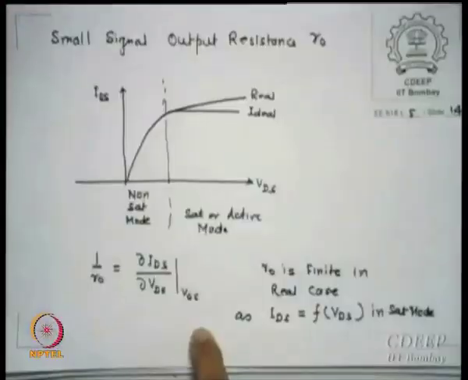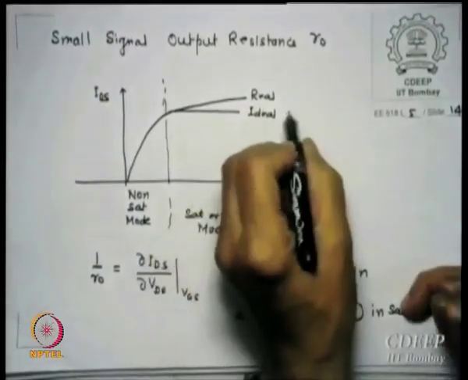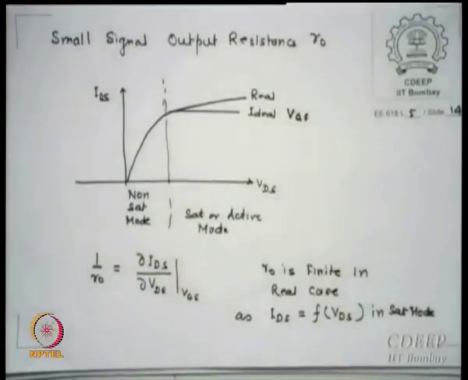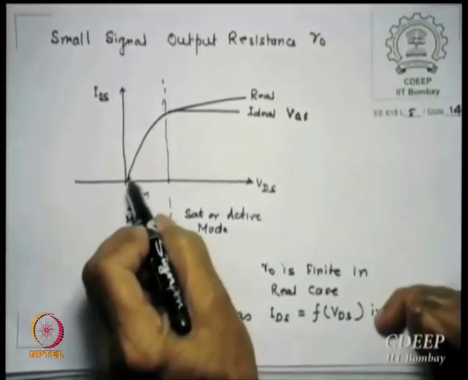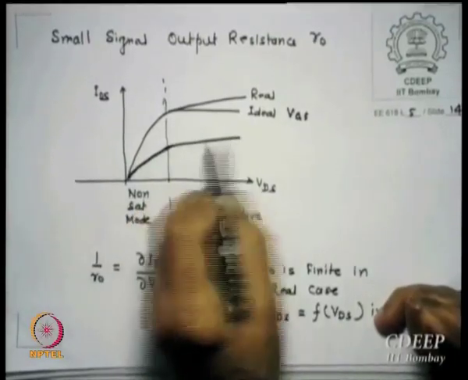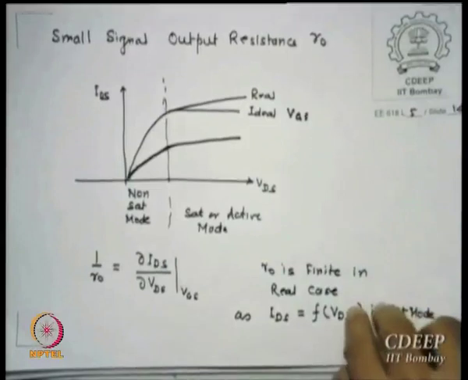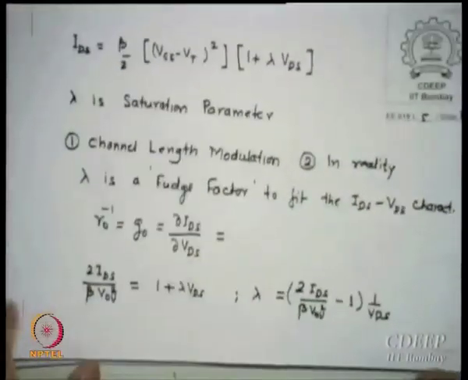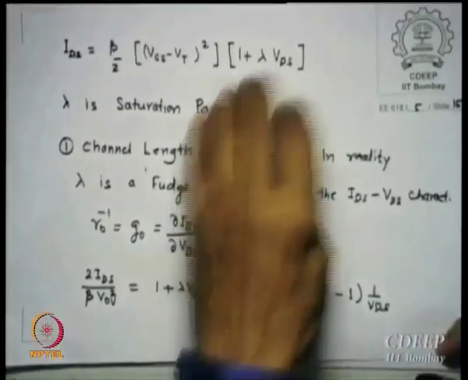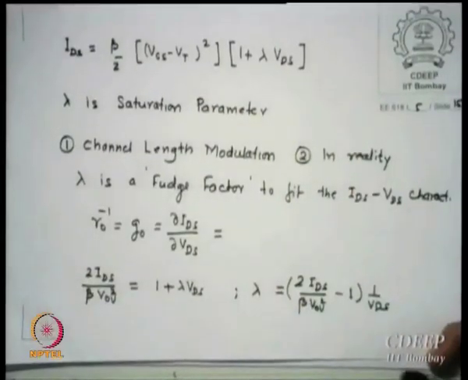R0 is nothing but 1 upon delta IDS by delta VDS at any VGS. This is one VGS value. At different VGS, this will be different, because if you have a characteristic somewhere here, this slope may not be exactly parallel, and therefore they may have different R0s. Is that okay? So if I write this expression, IDS is, as I wrote earlier, beta by 2 times VGS minus VT squared times 1 plus lambda VDS. Lambda we now know what it is.